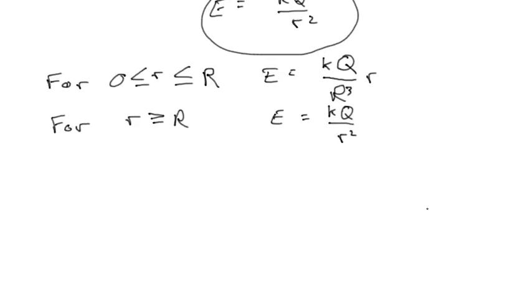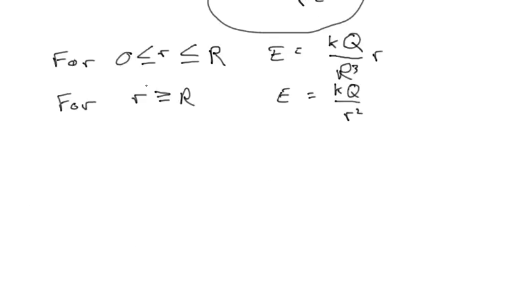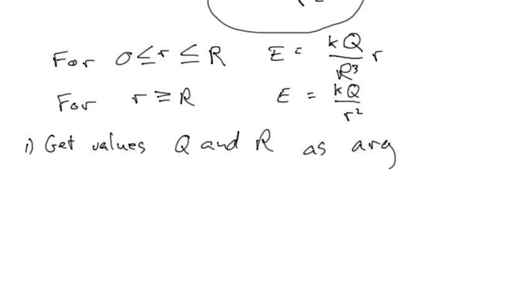So here's my game plan. I get values of Q and capital R as arguments. I'll initialize K, in other words, set it equal to 8.99 times 10 to the 9th. Newton meter squared per coulomb squared are the units, but I'm going to just go with the value.